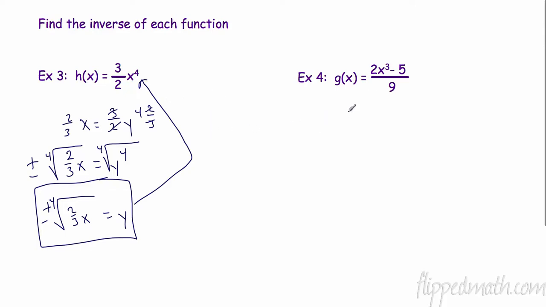Alright, let's try this last one. This one looks pretty long, doesn't it? So, x equals 2y to the 3rd minus 5 over 9.